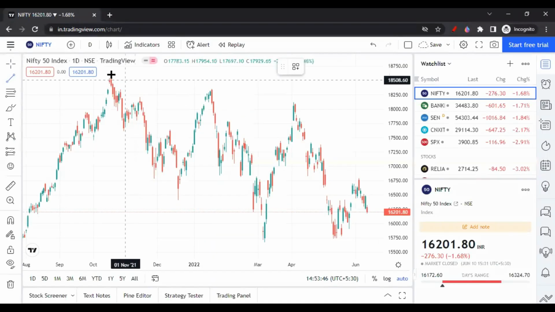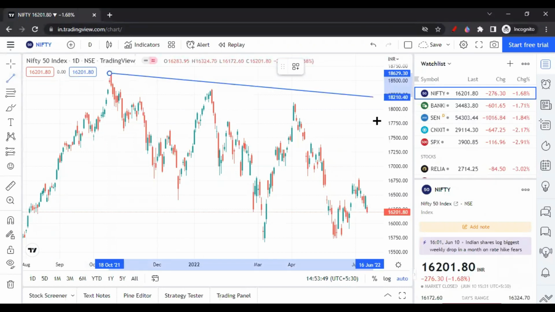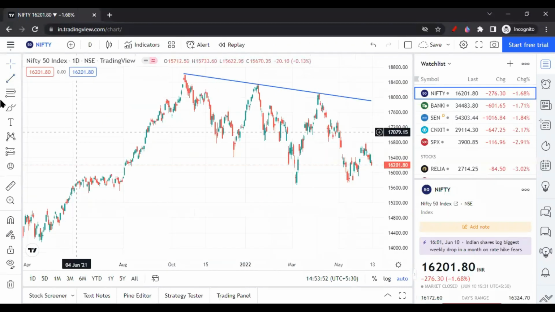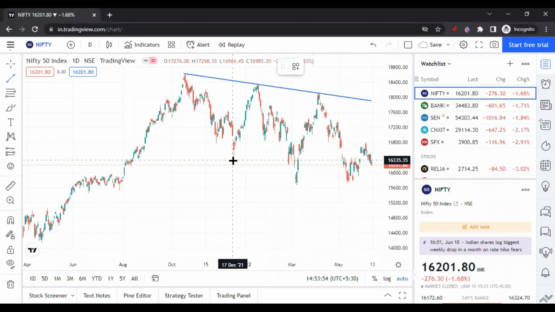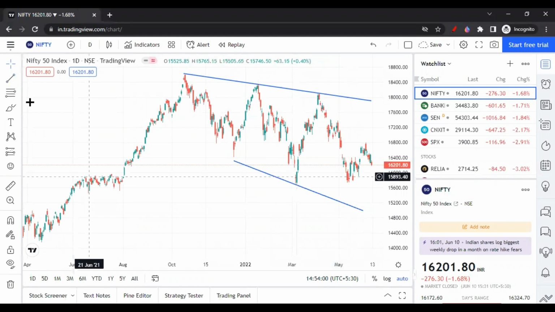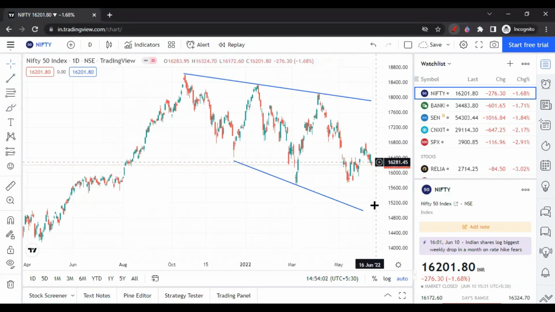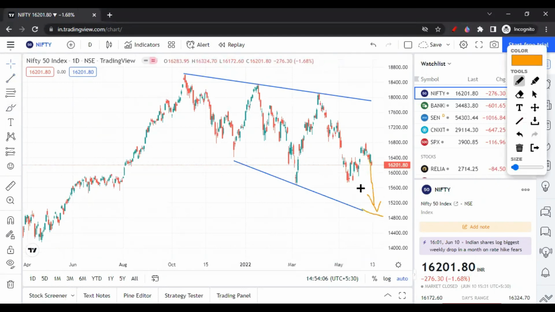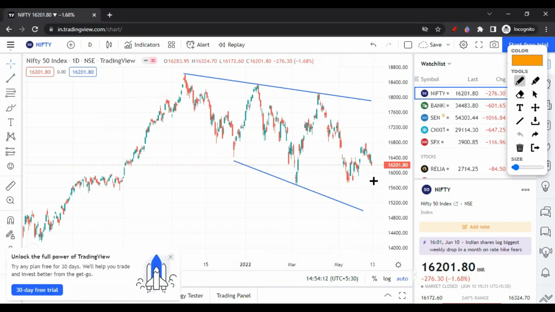So this is the channel. When I draw the channel, it will be like this. This is some kind of expanding channel where one more touch can come based on price action. You can assume that Nifty could drop towards this area, not in a straight line, but maybe like this. So this is what I'm expecting based on price action. It can go like this and then go up.